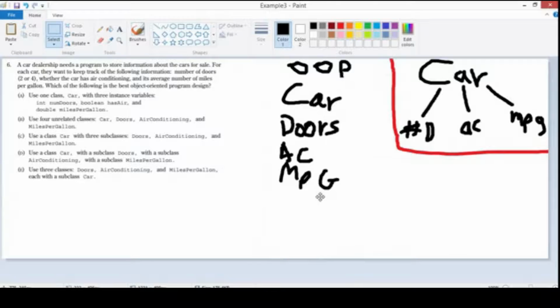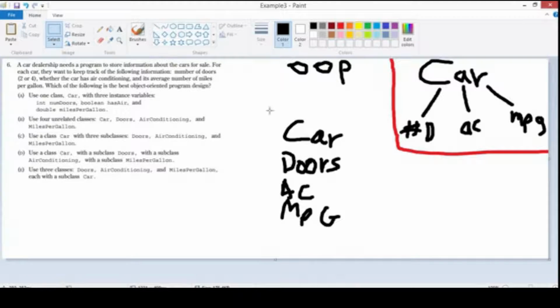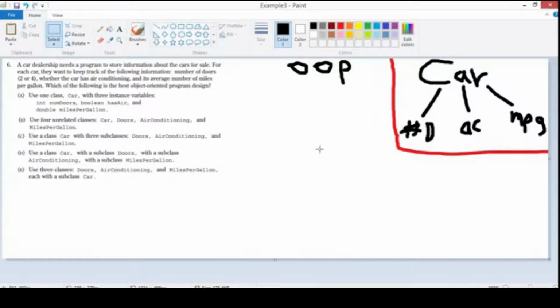So this is a tricky one, but I guess you just say it's a bad one. This is bad design, because if we're using 4 unrelated classes, car, doors, air conditioning, miles per gallon, that doesn't really help us in any way. We didn't really learn anything about how car works by looking at this, and they're unrelated. We're supposed to have them tied together, where each car has these things. So that's definitely not the right answer. You can just cross that one out right away. I'll just cross out the B there.